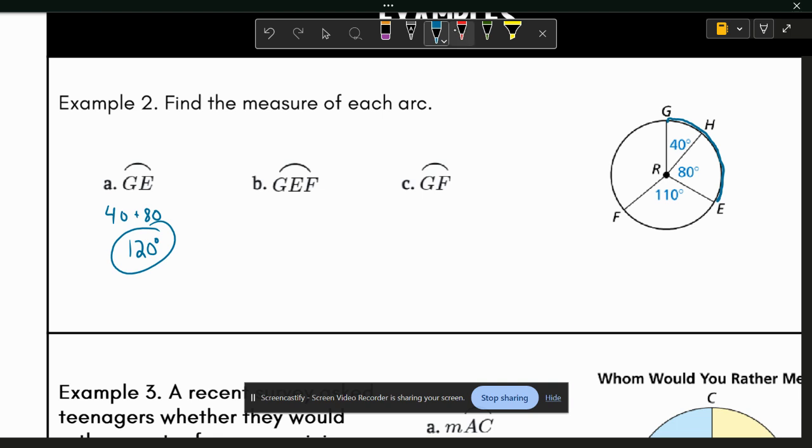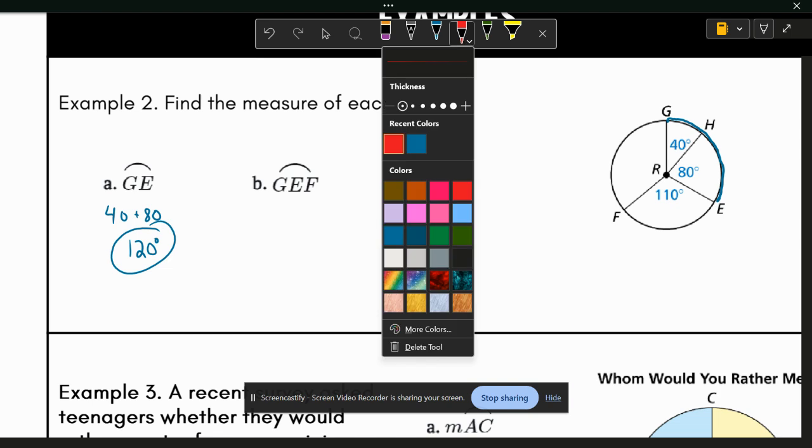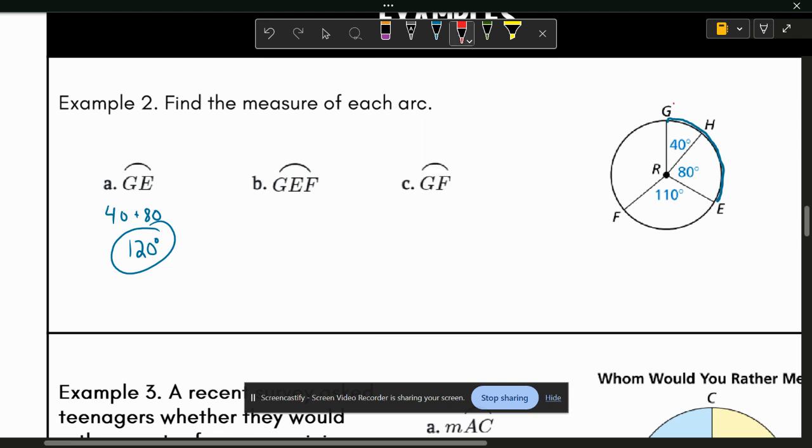For example, if you look at this next one, I'm going to do this next one in red. The next one is GEF. So we start at G, we cross over E, and we go the whole entire way to F. So they use 3 letters, so we know that our answer is going to be more than 180 degrees, or maybe 180 degrees at most. So 40 plus 80 plus 110. That gives us 230.